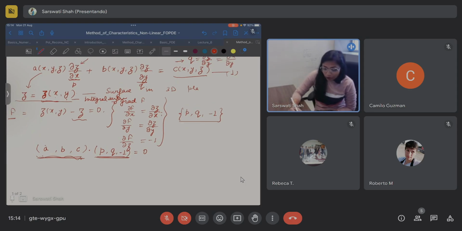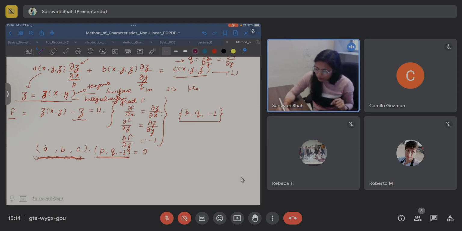If we draw any tangent to this solution surface, then the direction of that tangent plane will coincide with the instantaneous direction of this vector field.